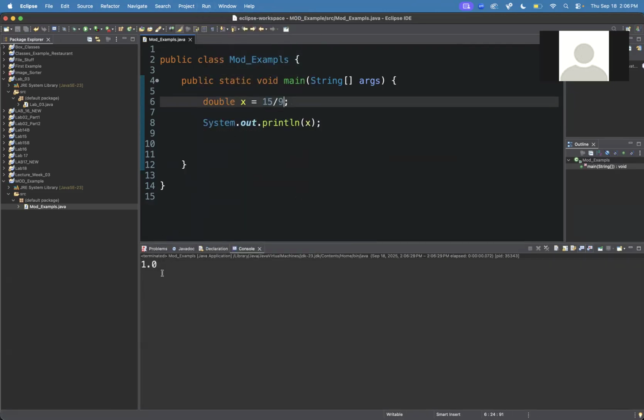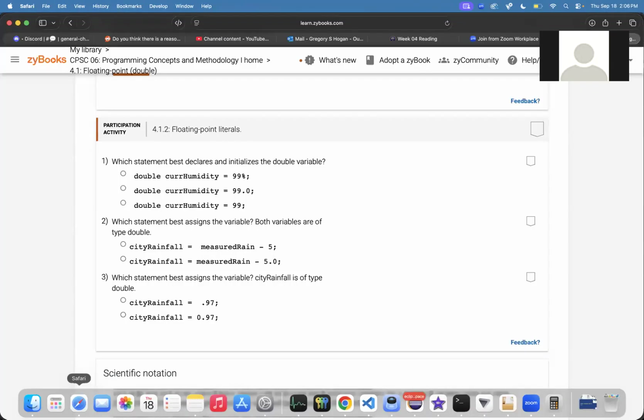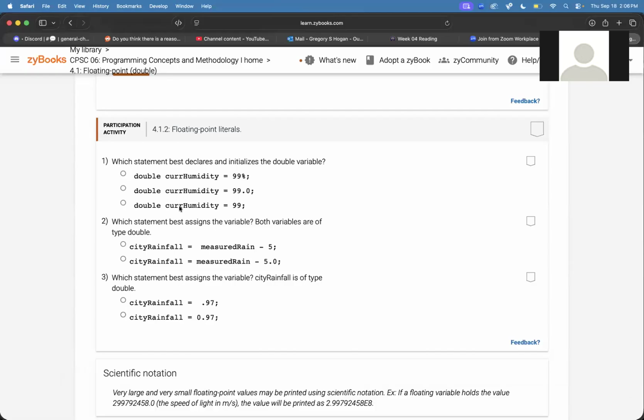we get 1. Because without the point zeros on the end, Java thinks that we want to be doing integer arithmetic, which means nothing after the decimal point. So even though we have a double on the left, which can store decimal points, the calculation on the right does not have anything to the right of the decimal point because Java assumed we wanted an integer. So this last one here is bad if you're declaring a double, although it works fine.